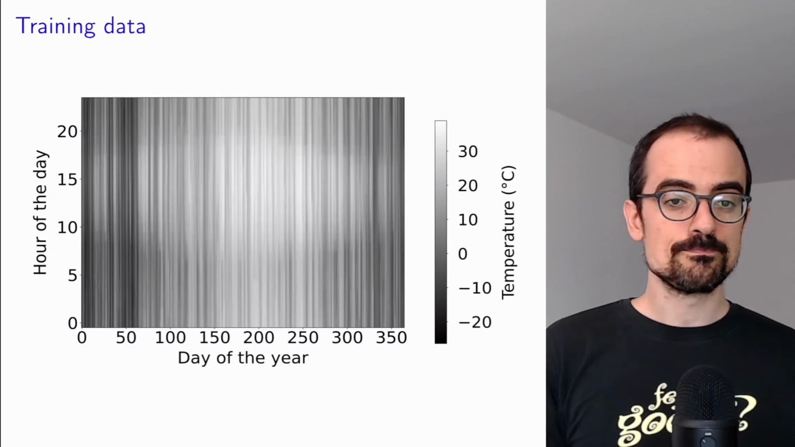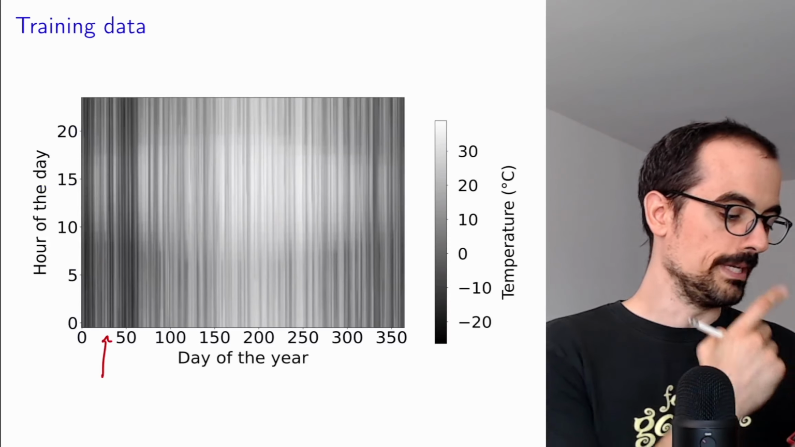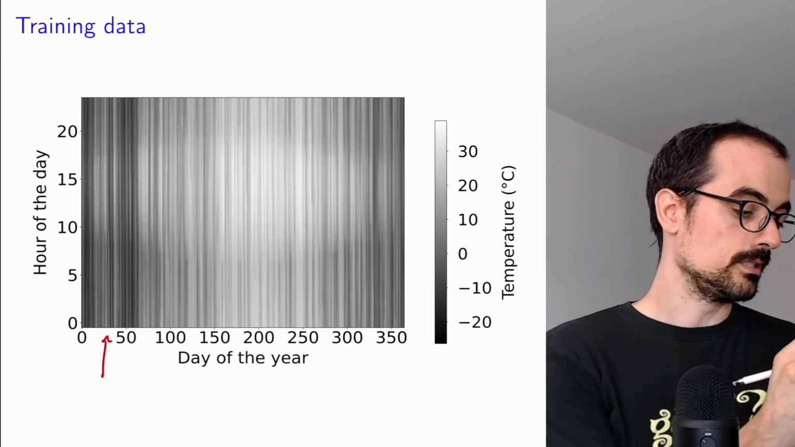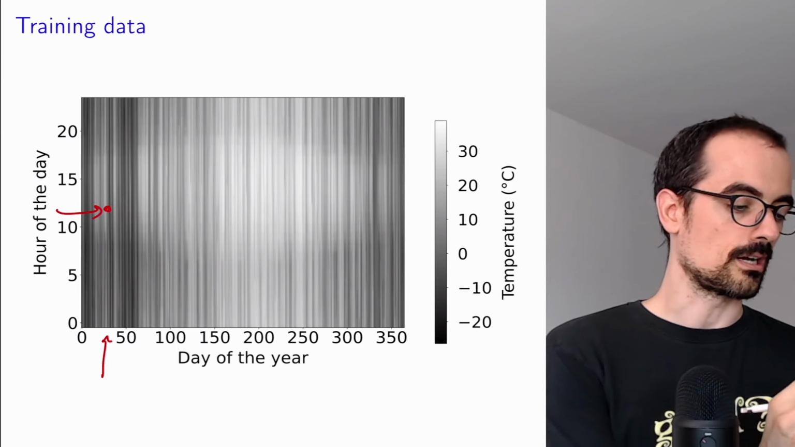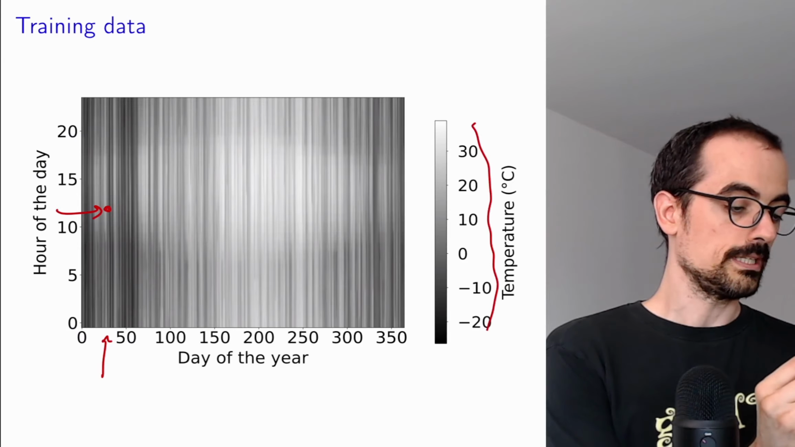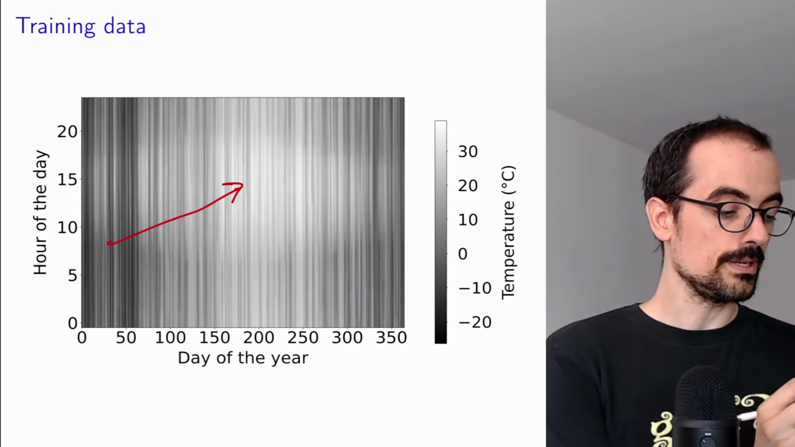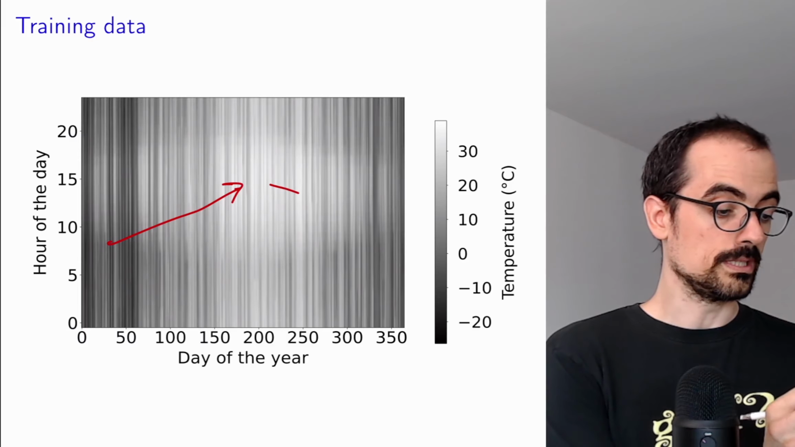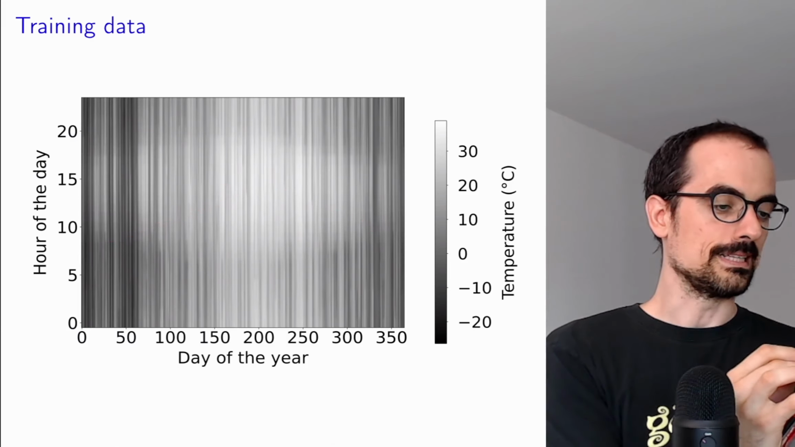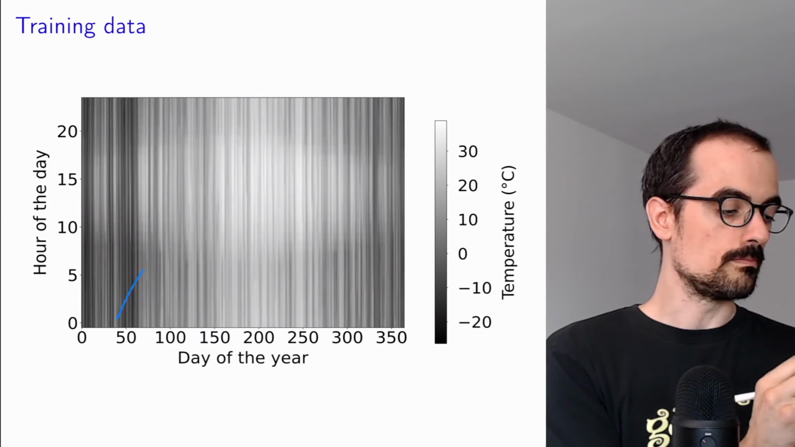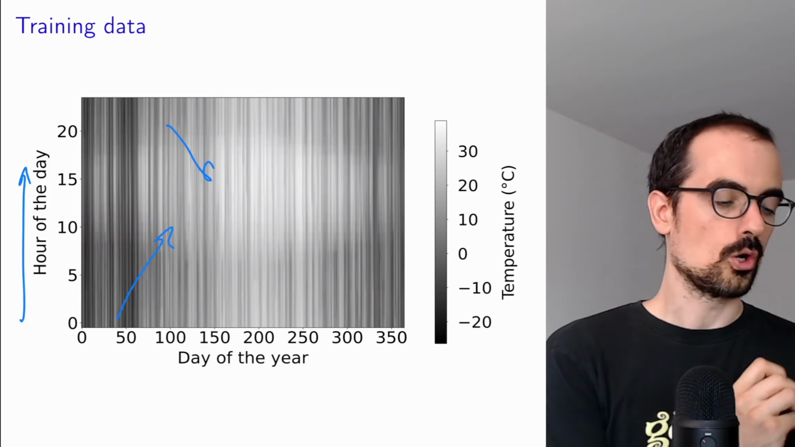This is the training data. So just to be clear, the end of January would be day 31, and this would be noon on the 31st of January, let's say. The temperatures are color coded as indicated here. Notice that when we go from winter to summer, the temperatures increase, and then when we go from summer to winter again, the temperatures decrease. Similarly, with respect to the hour, at night temperatures are cold. They get warmer as we go up here in the hour of the day, and then they become colder again.